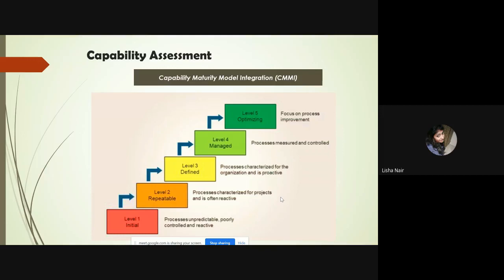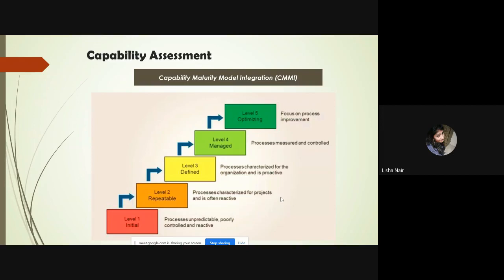Then we go to the repeatable level, where we see whether it's well characterized. The policies are well defined, and once the policies are well defined, the organization repeats the same process, so you don't have to create it again from the beginning. That is a repeatable sort of capability. So you say that this software is capable enough to be used as a legacy in some other project.